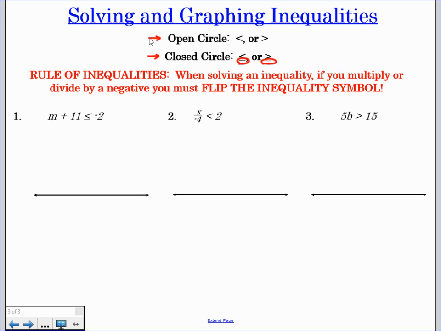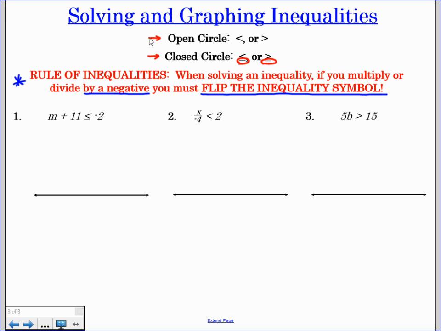This is very important, what I have bolded here in red. This is an easy thing to overlook. It says the rule of inequalities: when solving an inequality, if you multiply or divide by a negative, you must flip the inequality symbol. That's very, very important. You always got to keep that in the back of your mind as you're solving and graphing these inequalities.